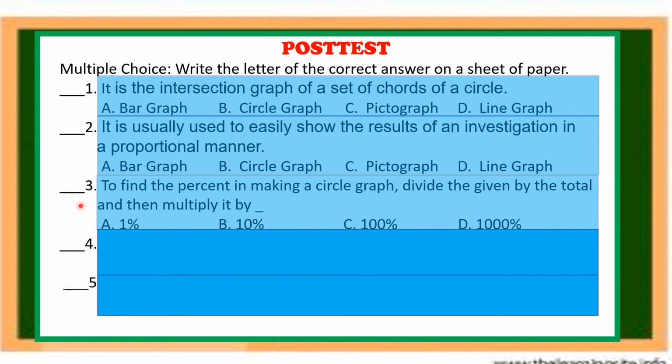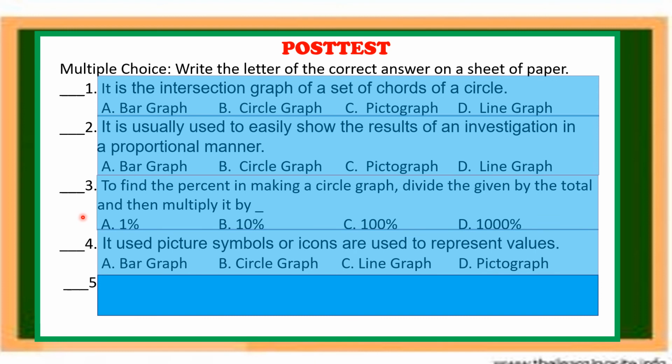Number 3. To find the percent in making a circle graph, divide the given by the total and then multiply it by blank. Letter A, 1%. Letter B, 10%. Letter C, 100%. Letter D, 1000%. Number 4. Picture symbols or icons are used to represent values. Letter A, bar graph. Letter B, circle graph. Letter C, line graph. Letter D, pictograph.